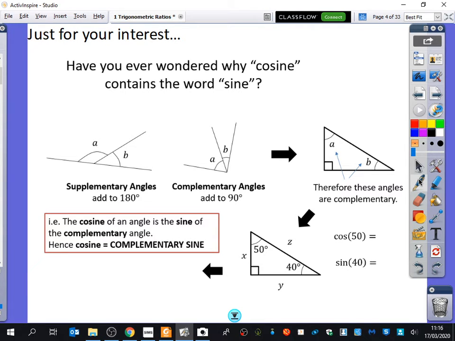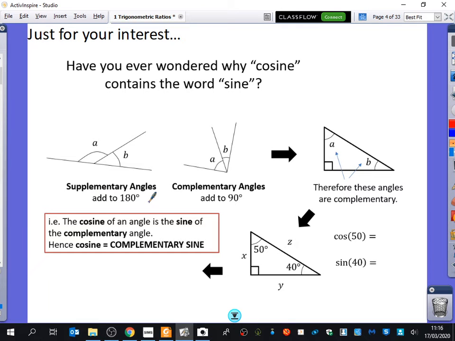Just as a reminder of some things from probably year 7 maths, when you have two angles together that add up to 180, we call them supplementary angles. And if you have two angles which together make up 90, we call those complementary angles. So these two angles here, A and B, in a right-angled triangle, are complementary angles because they add up to 90 degrees.